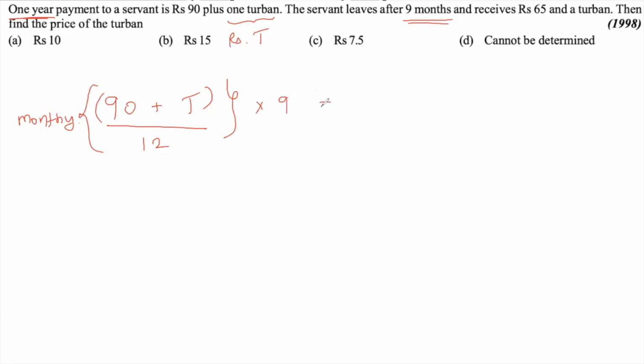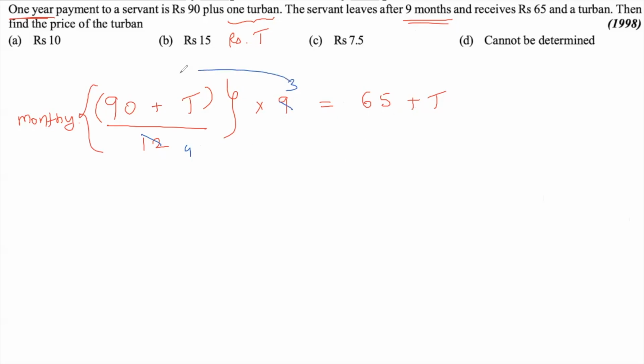And the question says, after 9 months, he receives rupees 65 and a turban. Turban is worth T rupees. So (90 plus T) upon 12 into 9 is 65 plus T. You can solve this equation to get your answer for T, the price of the turban. We can cancel out 3 here, 4 remains, 3 here, 3 remains. Take 4 on the right hand side.